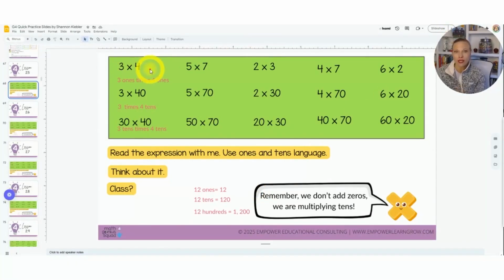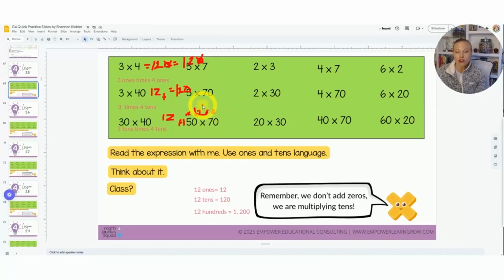Now, I like to have the student leader write it on the board. So if it was 3 1s times 4 1s and students said 12 1s, I just put an O for 1s, which equals 12. 3 1s times 4 10s equals 12, and we just do a little T, 12 10s, which equals 120. Okay, 3 tens times 4 tens equals 12 hundreds, which equals 1,200.